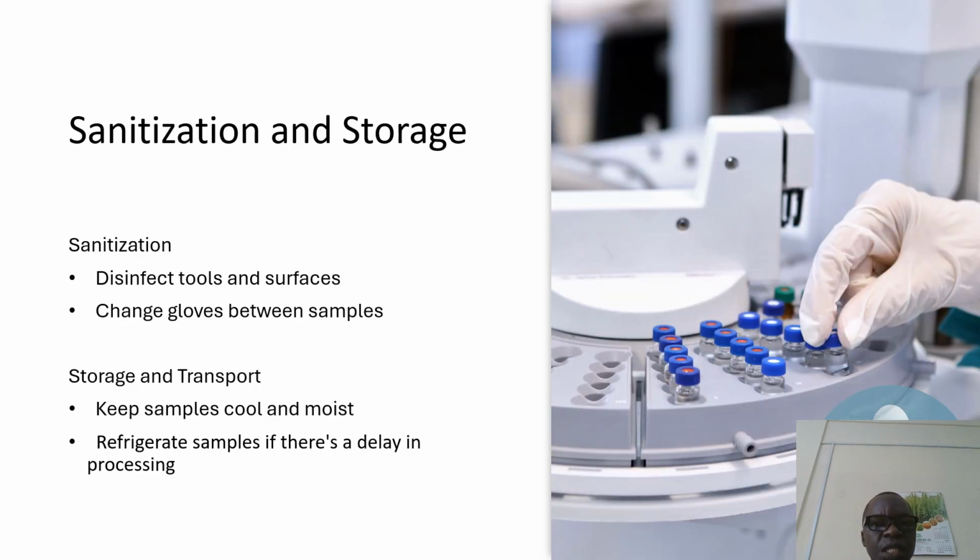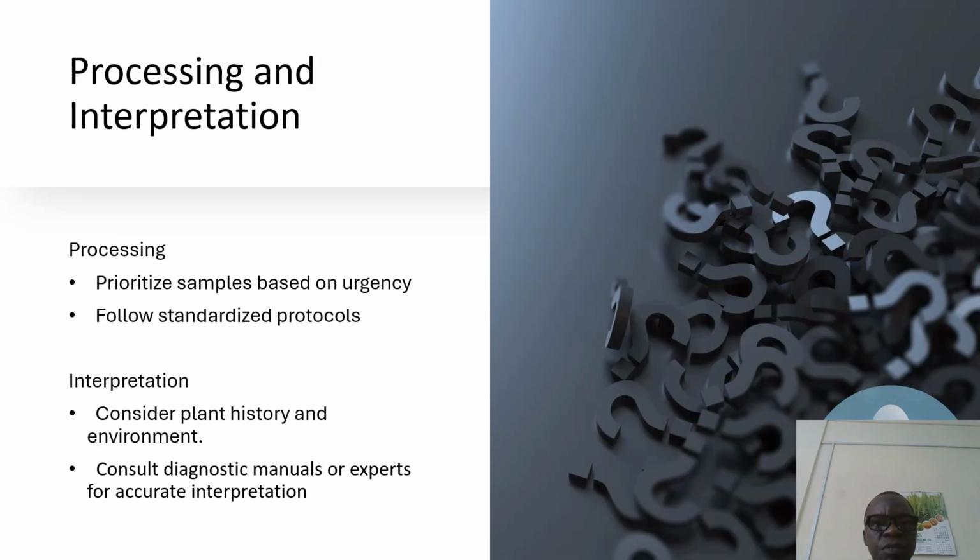In terms of sanitization and storage, you need to disinfect the tools and surfaces where you'll be working and be changing gloves in between to avoid cross-contamination. You need to also store and transport the samples, keeping them cool and moist. And if processing will be delayed, you need to refrigerate them.